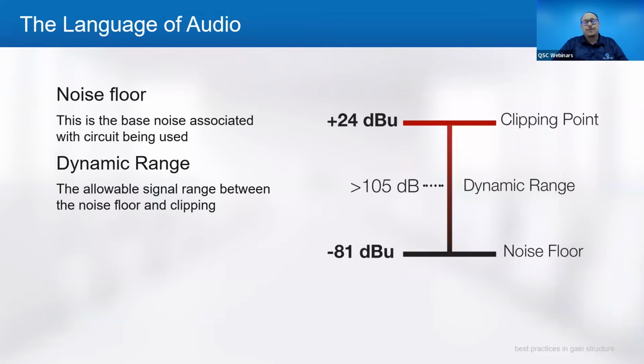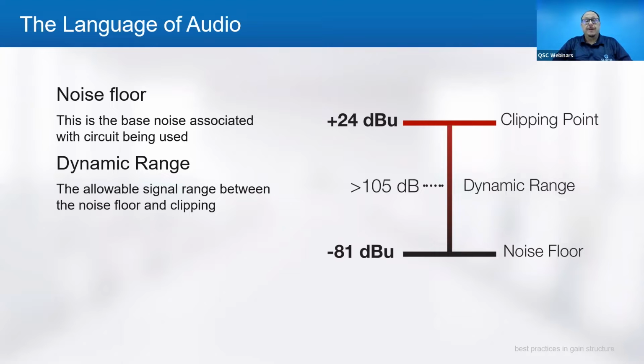But the first thing we have to do is talk about some of the terms and some of the language associated with this, right? So let's go through a review of some of these terms. You're going to see that the meter on the slide here is in dBu. dBu is decibels referenced to 0.775 volts, or an RMS value of 1 volt, right?